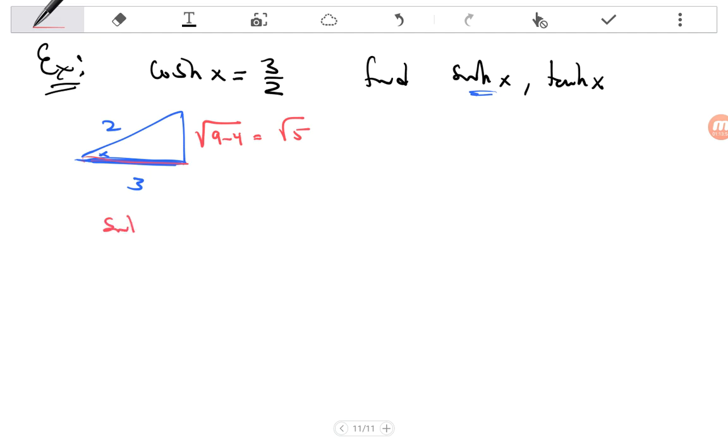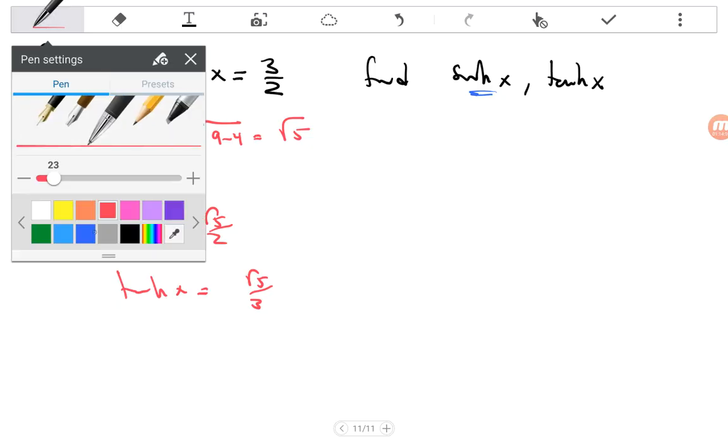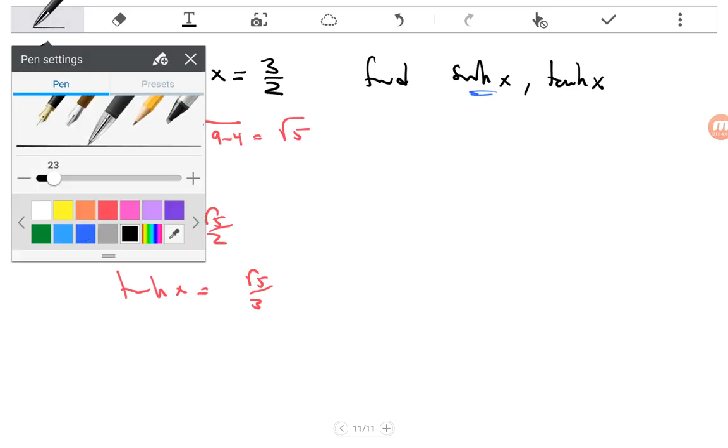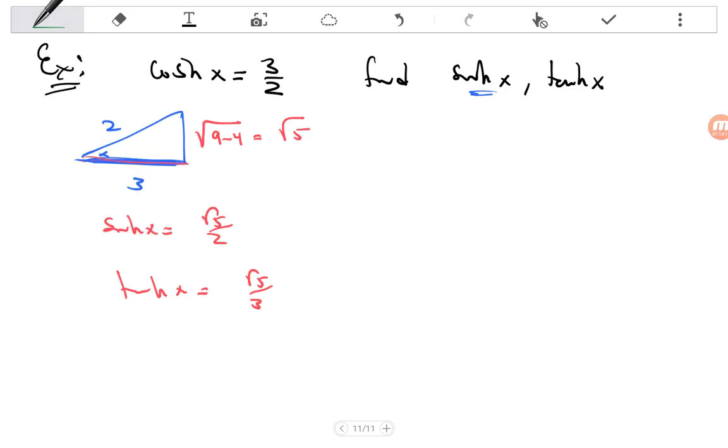So that's why we say that sinh x in this case will be root 5 over 2, and tanh x in this case will just be root 5 over 3. But there is a flaw in this solution. Yes, what about the negative?